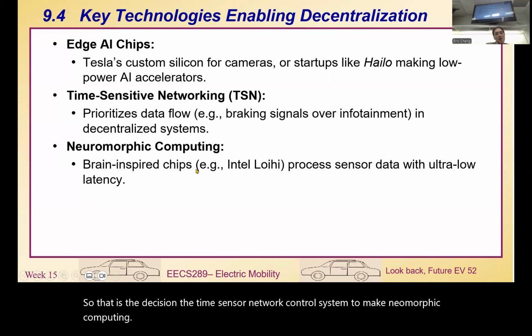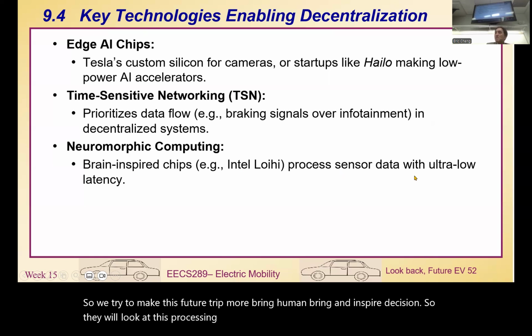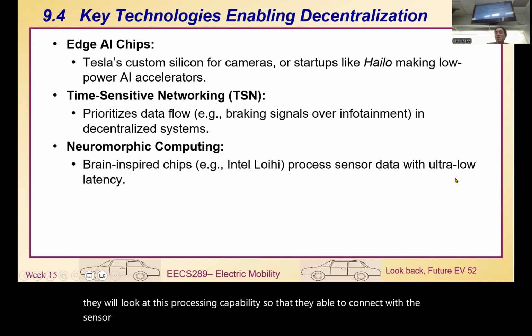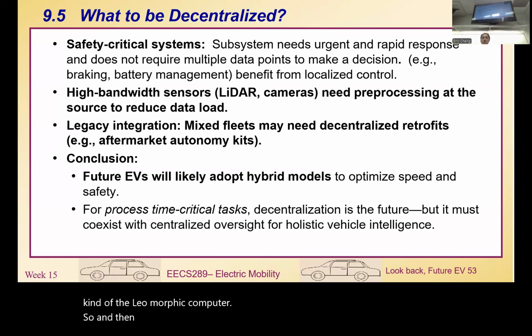Then neuromorphic computing. We try to make the future chip look more like the human brain and inspire decisions. They will look at this processing capability so that they are able to connect with the sensor data with really low latency to do the job. So now we are looking into this kind of neuromorphic computer.